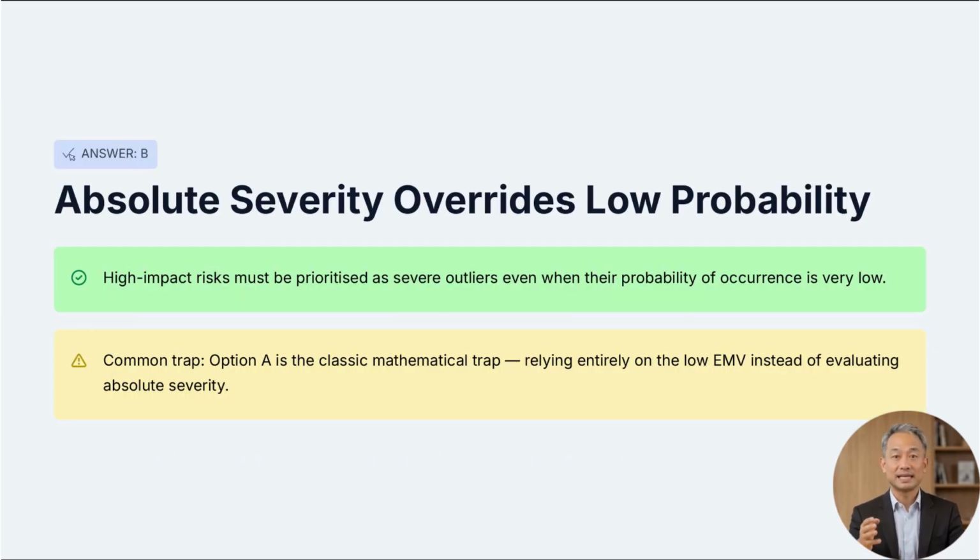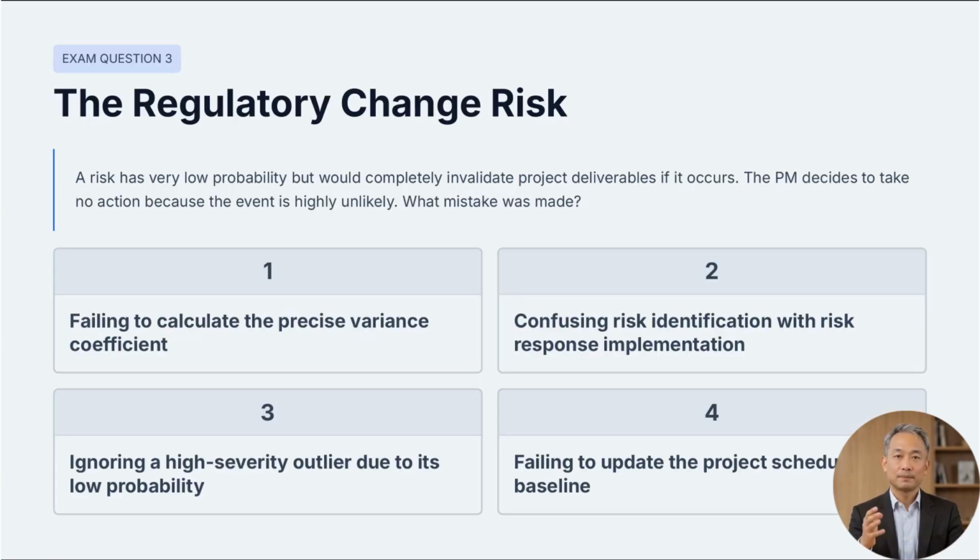Correct answer, B. High-impact risks must be prioritized as severe outliers even if their probability of occurrence is very low. Common trap. A is the classic mathematical trap where candidates rely entirely on the low expected monetary value instead of evaluating absolute severity. Question 3.